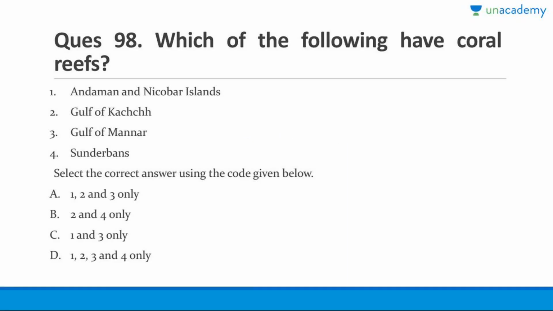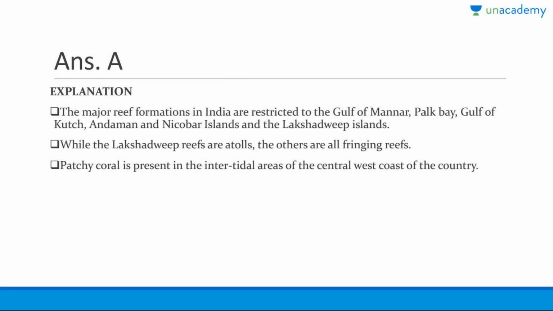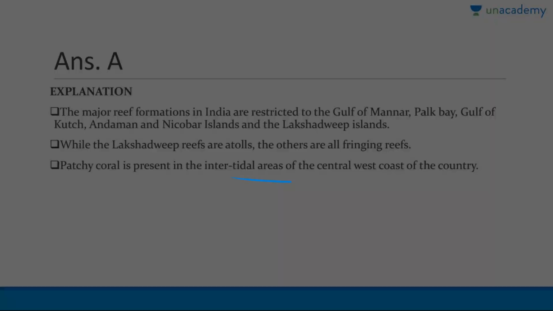Question number 98. Which of the following have coral reefs? So let us see. Andaman and Nicobar, I have seen it. Gulf of Kachchh, Gulf of Mannar, all of them. Sundarban, I don't think Sundarban has it. So answer is 1, 2, 3. The major reef formations are restricted to Gulf of Mannar, Pak Bay, Gulf of Kachchh, Andaman and Nicobar, and the Lakshadweep Islands. Lakshadweep Islands are totally made up of this. They are atolls, others are fringing reefs. And patchy coral is present in the intertidal areas of the central west coast of the country.